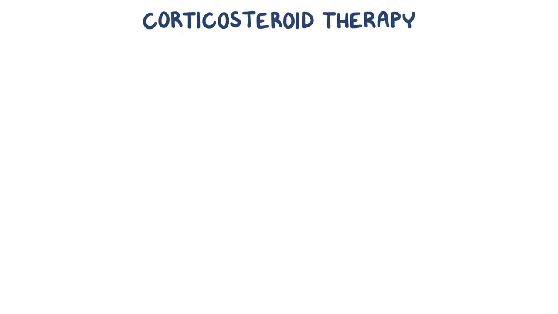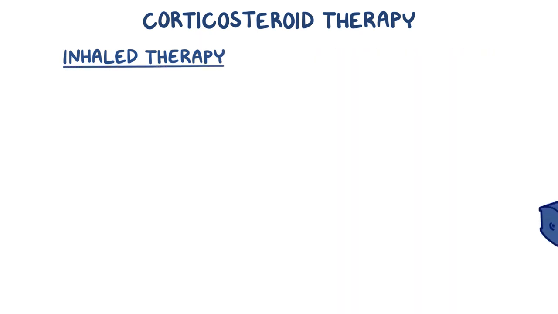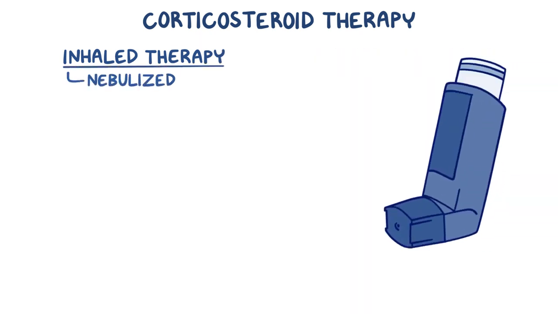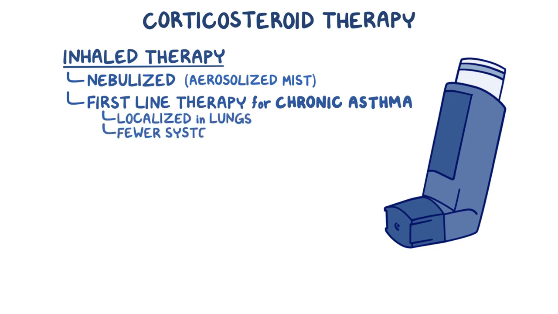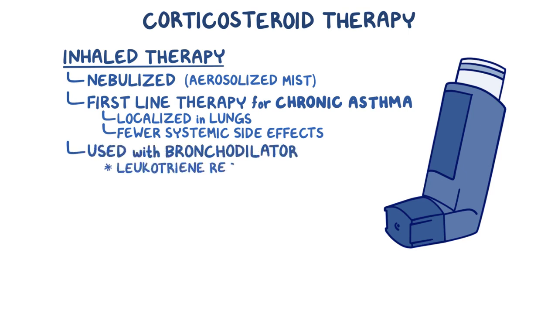Depending on the route of administration, corticosteroid therapy for asthma can be divided into 2 broad categories: inhaled therapy and systemic therapy. Inhaled therapy uses nebulized corticosteroids, which means it's an aerosolized mist. It's the first-line therapy for chronic asthma because its action is localized in the lungs, so there's fewer systemic side effects. Inhaled corticosteroids are often used alongside a bronchodilator like leukotriene receptor antagonist or a beta-2 agonist to control the disease more effectively.